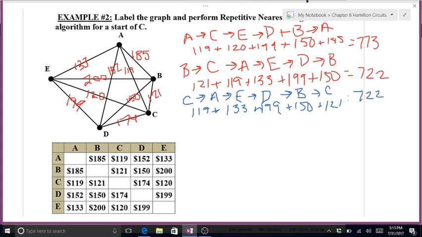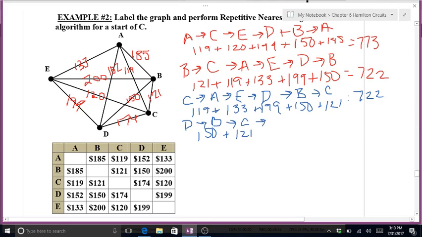Okay. We need to start at D now. If I start at D, my nearest neighbor is B. It's 150. From B, we're going to head to C, 121.